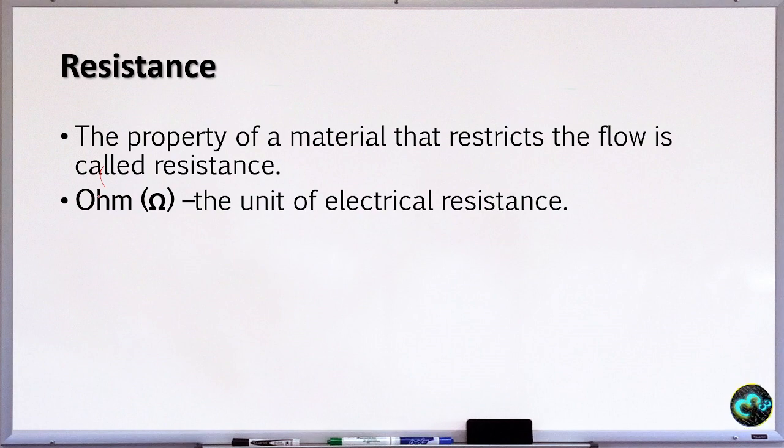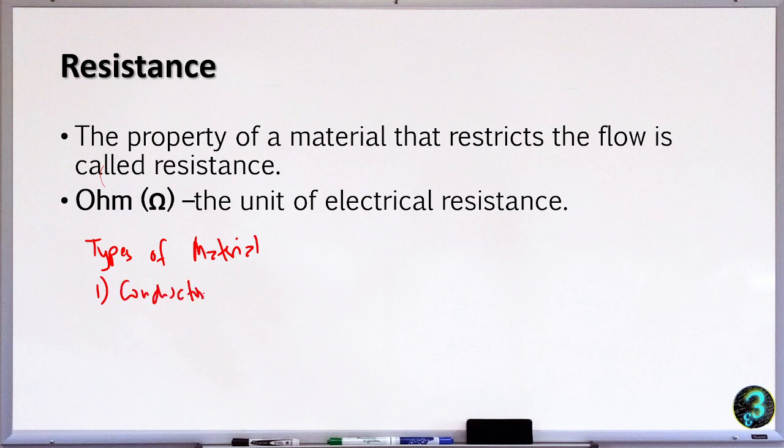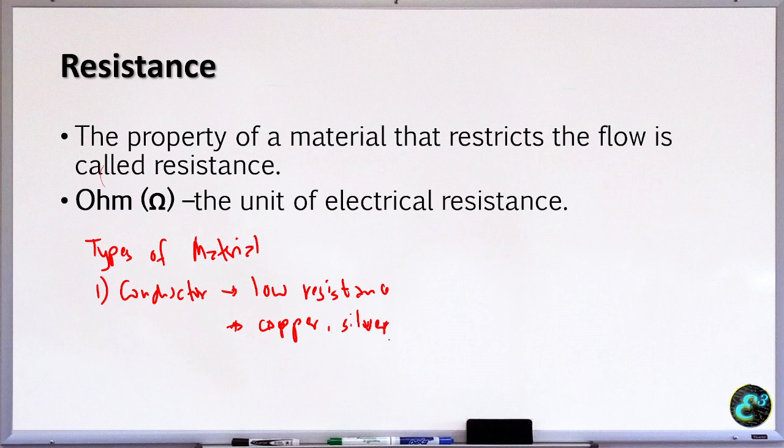So there are two types of material according to resistance. First is what we call a conductor. A conductor has low resistance. The perfect example is what we use as wire, which is copper. Also silver. So almost all metals are conductors.